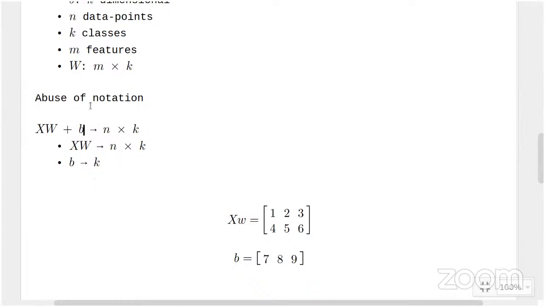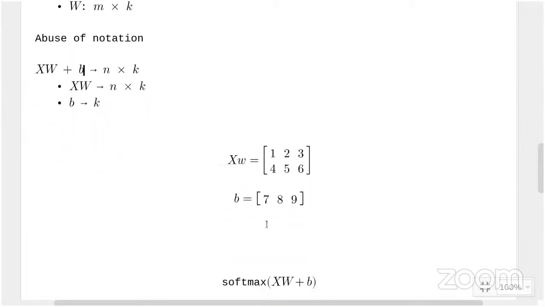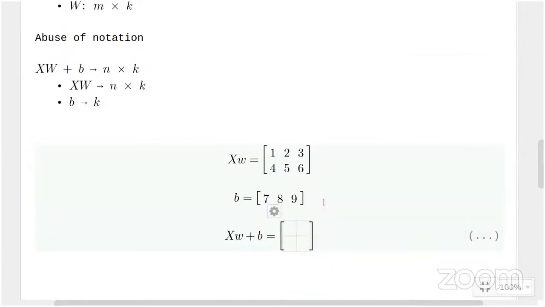I'm considering the example you have given, XW and B. Can you please tell how it will get added? So this 7, 8, 9 will get added to 1, 2, 3, right? So this will become 8, 10, 12, and then 11, whatever 8 plus 5 is. So it will be added to both the rows. Every training example, it has to be added, right? This bias. Okay.